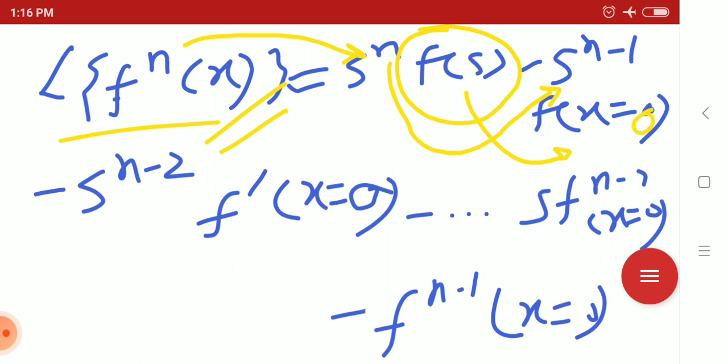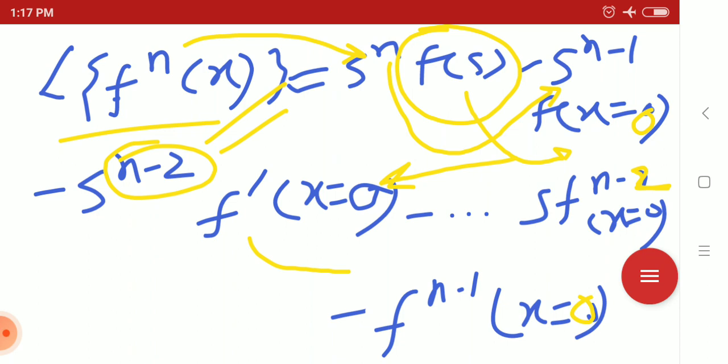Again it is reducing, s to the power n minus 2, but now the derivative of f(x) is increasing, f'(x) at x equals 0. Next will be s to the power n minus 3 and f''(x) at x equals 0. In such a way, at the last of the series, we will get s to the power 1 f^(n-2) at x equals 0, minus f^(n-1) at x equals 0.